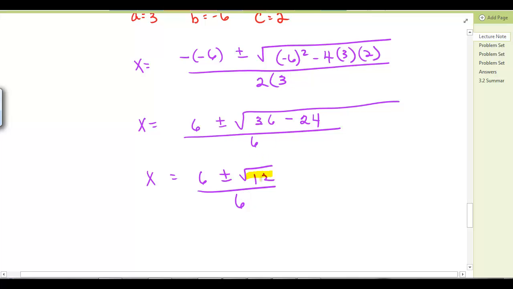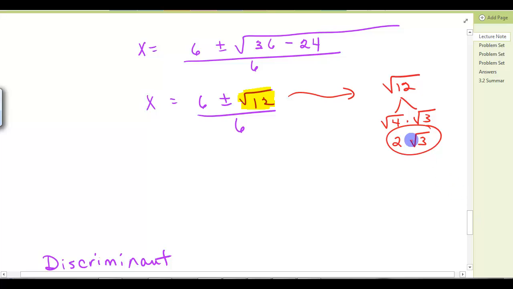Now this expression here can be simplified. You want to rationalize that. So you want to think, is there a perfect square that's a factor? Well, square root of 4 times square root of 3. That does give me a perfect square. This is 2 square roots of 3 then. So when we write it again, we're going to put this expression in for the square root of 12. So x is 6 plus or minus 2 square roots of 3 over 6.